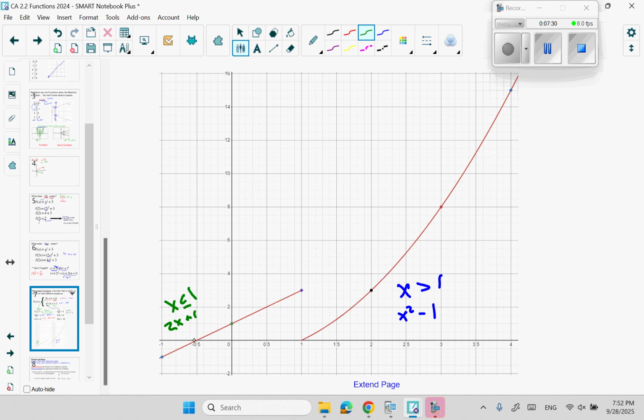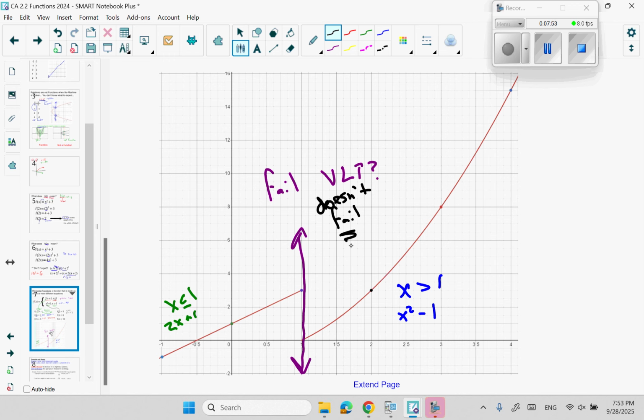My next question to you, does this fail the vertical line test right here and make it not a function? Actually, it doesn't, and this all is a function. The reason's actually pretty interesting.